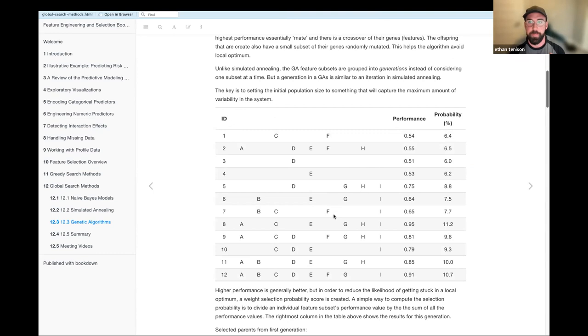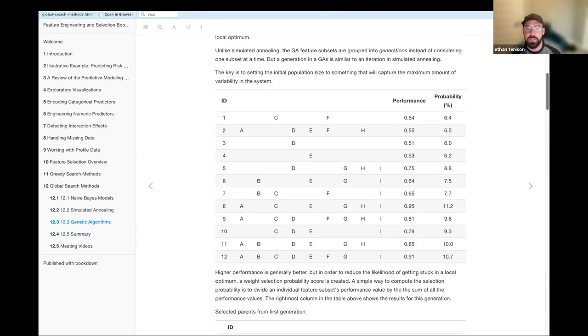So this is the initial population, right? You have 12 samples with different combinations of predictors. There is some performance criteria, which I believe in this case is accuracy again. And then there's also this probability value, which is based on the probability of it occurring in the data set.